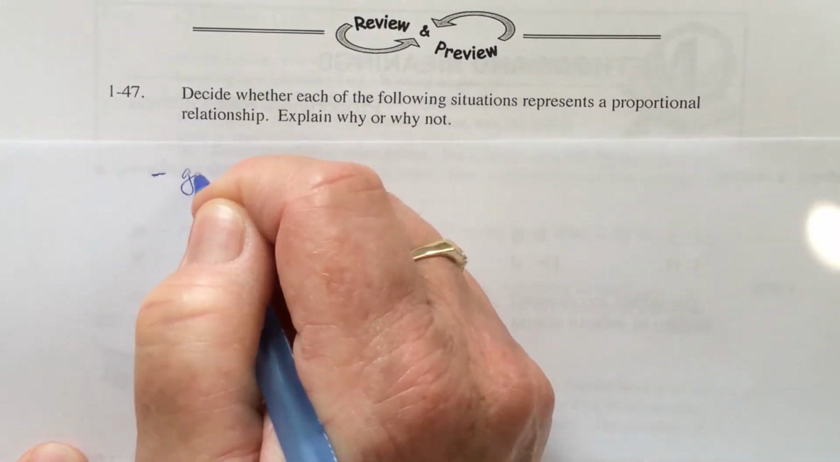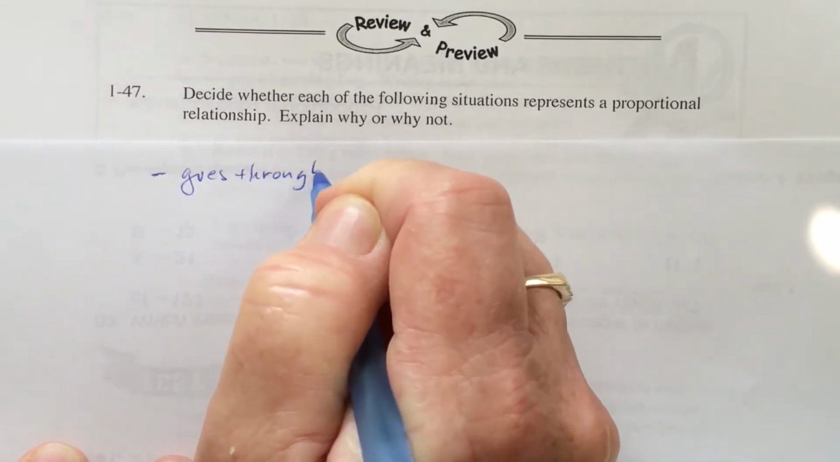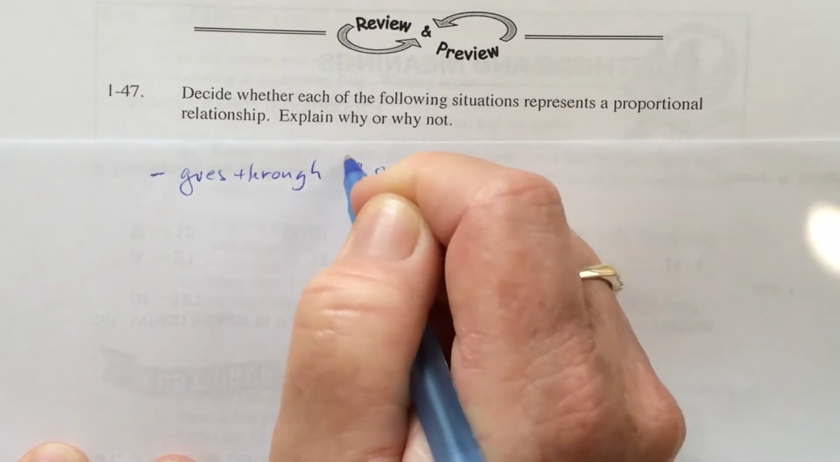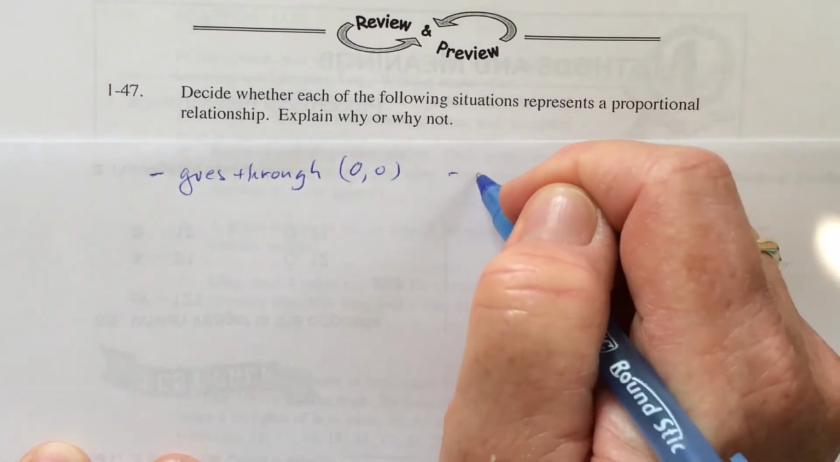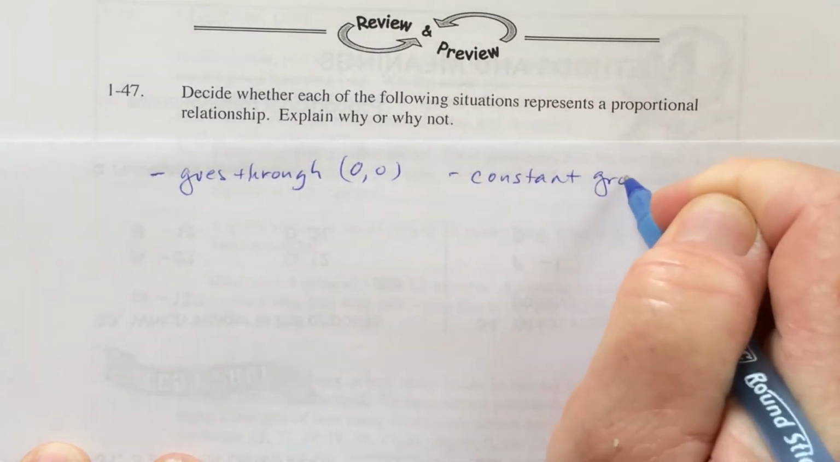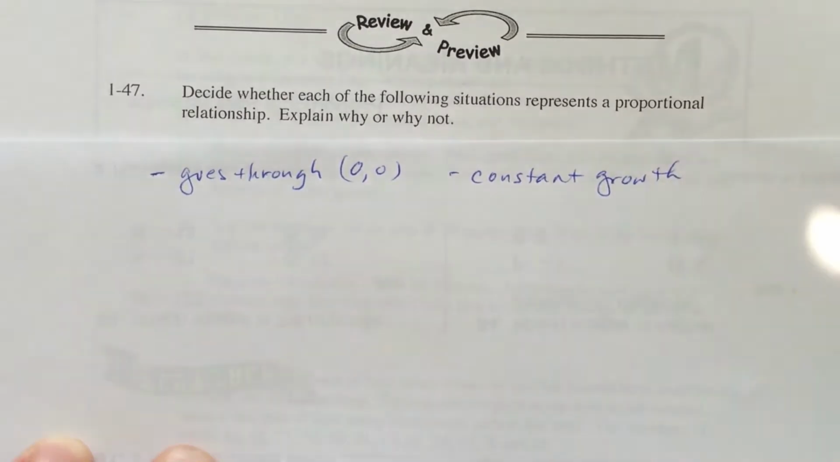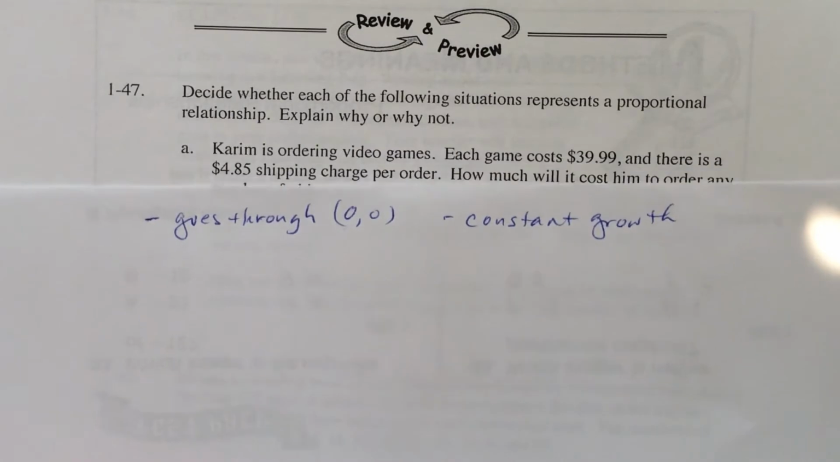Well, what needs to be true for something to be proportional? First of all, it needs to go through the origin, 0, 0. And the other thing is that it needs to have constant growth. For each unit, it needs to go up the same proportionally. So, which creates a straight line.